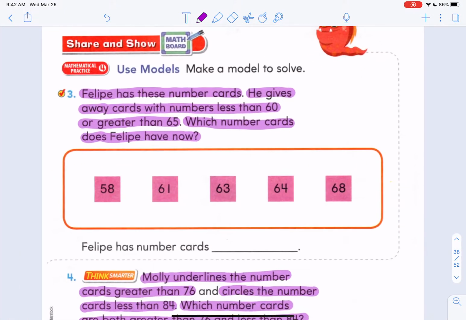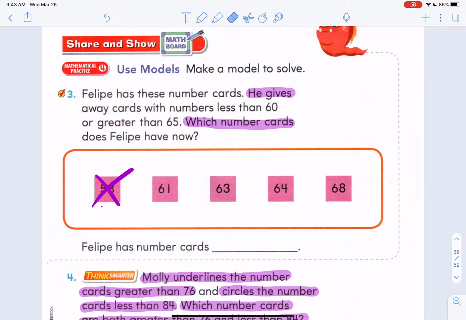Here we go. Felipe has these number cards. He gives away cards with numbers less than 60. Okay, he's going to give them away. So I'm going to cross those out to show he's giving them away. Let's look at the numbers. 58. Yeah, that's less than 60. I can cross that out. 61. Nope. Greater than 65. 63, 64, 68. Those are all more than or greater than 65. I'm sorry. Greater than 60. Greater than 60. Boy, oh boy.